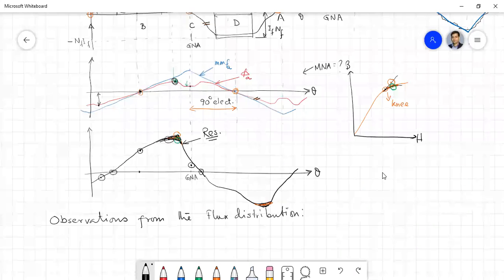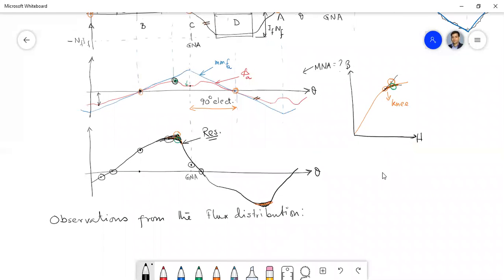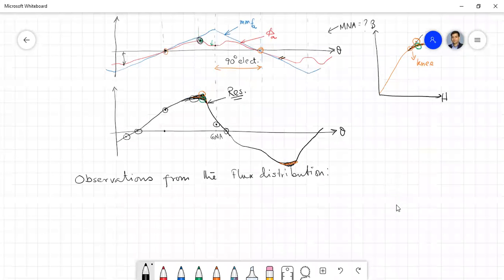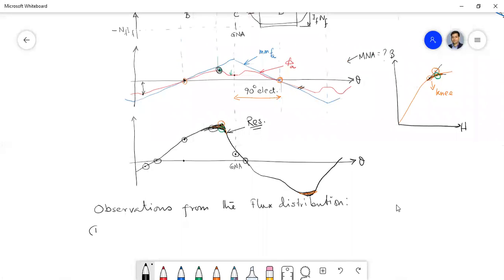So it's a very easy question. You should answer this. Okay. Now let me note down the points. The first point is what about the resultant flux distribution? Is it similar to the actual field winding flux distribution?